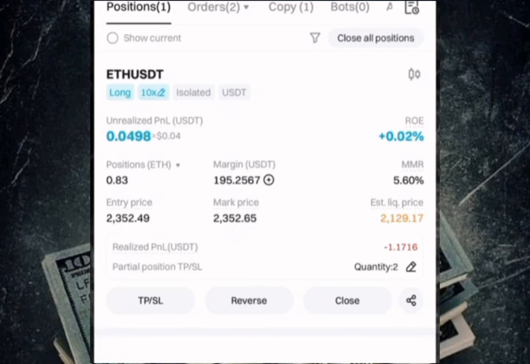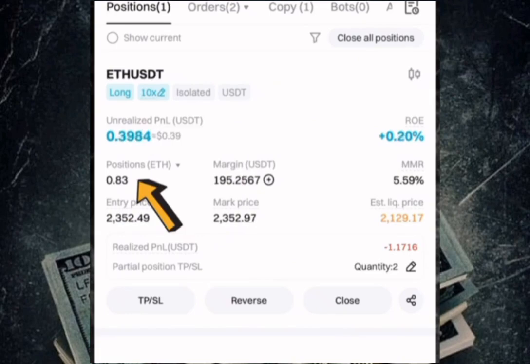Before I close this trade and before I end this video, let me explain all of the things showing on your screen right here. Now you can see where you have this unrealized PNL. I already said that's the amount you are making. That's $0.5 right now. And then when you have positions, you can see it's in ETH. That is the amount of ETH you are trading.